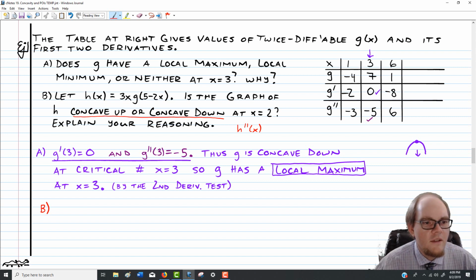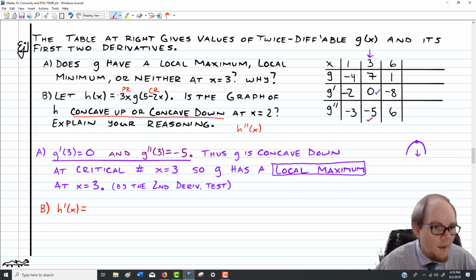If we want to find the concavity of this function h, we need to compute the second derivative. So in order to do that, we need to look at our function, 3x g of 5 minus 2x, and compute its second derivative. Looking up here, the first thing I see is we're going to need to use the product rule. But then I also see with that 5 minus 2x on the inside that we're going to need to use the chain rule. So there's a lot of differentiation here. I'm going to do it slowly, but I'm going to make sure to move through it a little bit quicker too. So first, in order to get to the second derivative, we need to get to the first derivative first.